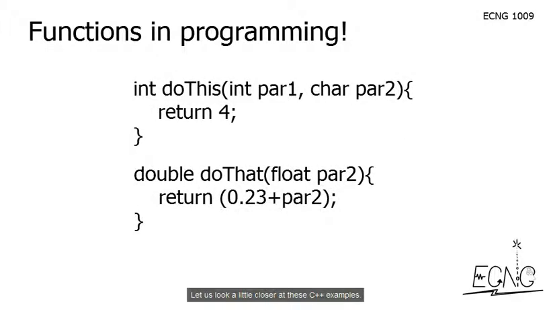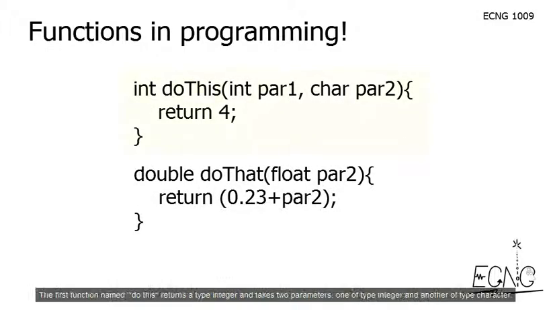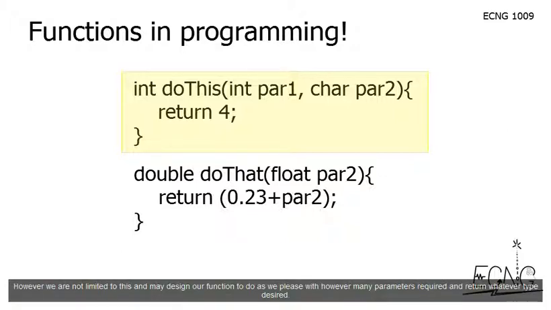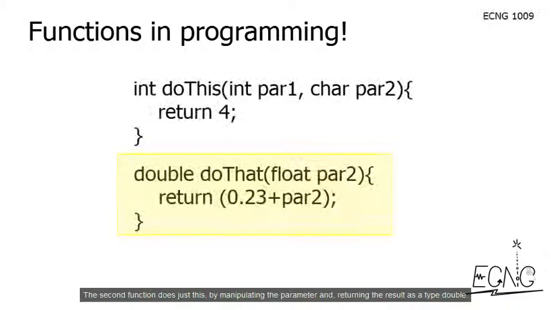Let us look a little closer at these C++ examples. The first function named doThis returns the type integer and takes two parameters, one of type integer and another of type character. Now inside the parentheses, notice a return statement which returns 4, which is of type integer. This function has done nothing but return the integer 4. However, we are not limited to this and may design our function to do as we please with however many parameters required and return whatever type desired. The second function does just this, by manipulating the parameter and returning the result as a type double.